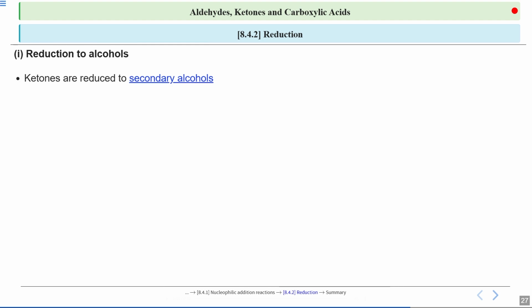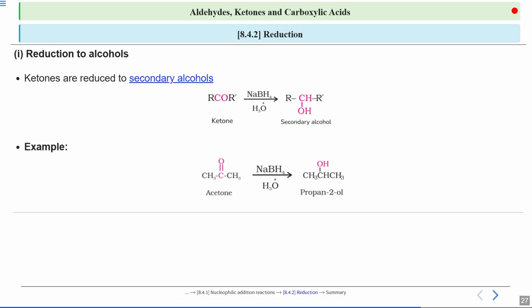Similarly, we can see ketones are reduced to secondary alcohols. If you see over here, you have a ketone. When you treat it with NaBH4, which is a mild reducing agent, you get a secondary alcohol because the carbon to which your OH group is attached is further connected by two carbons. So it is a secondary alcohol.